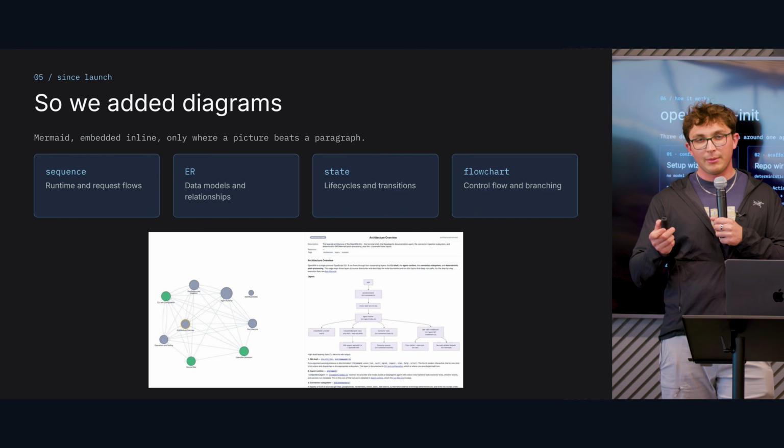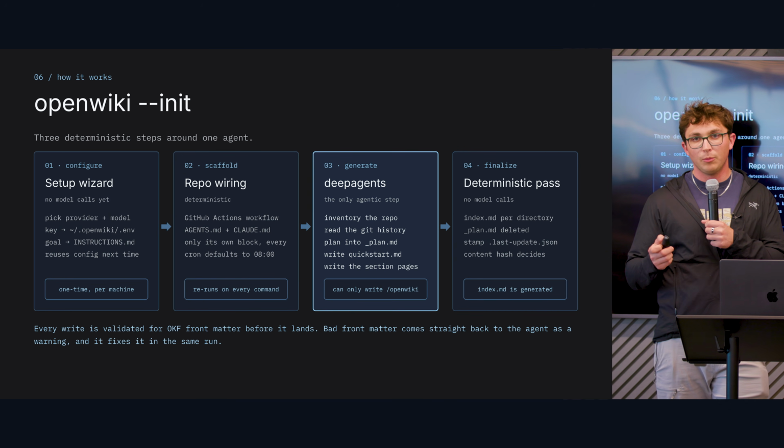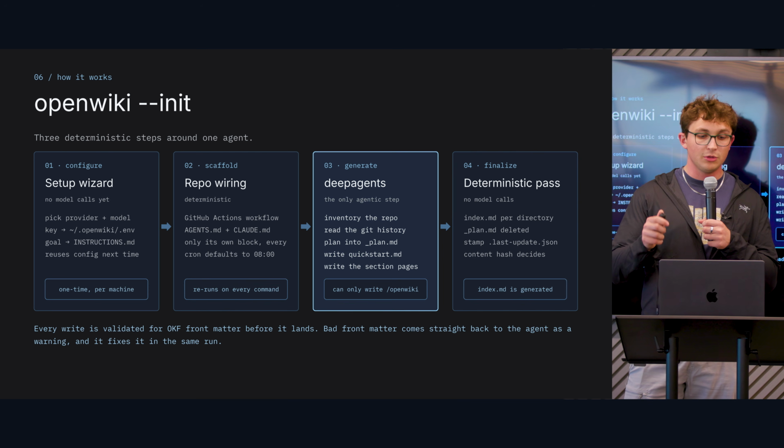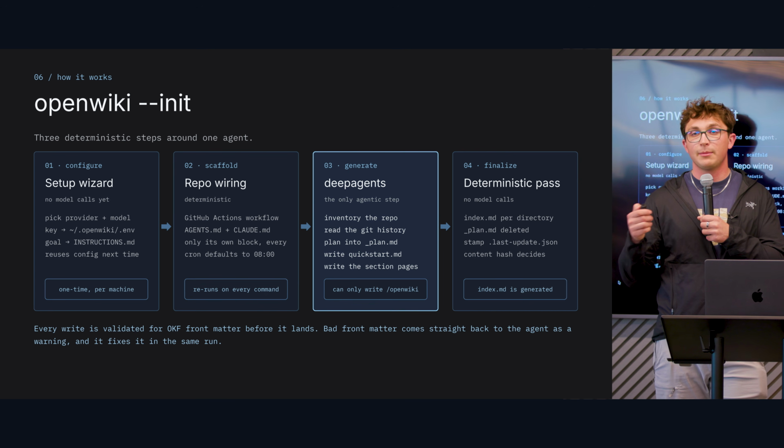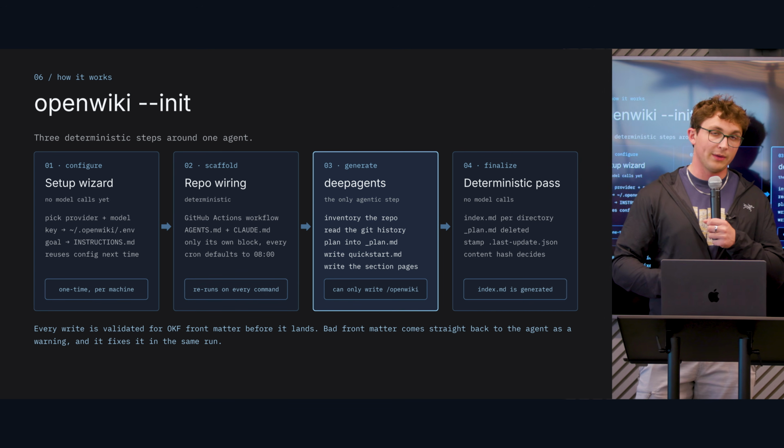All right, so now I'm going to talk a little bit about how the OpenWiki CLI actually works. It's very simple. We have two commands, so openwiki init and update, which we'll talk about later. Init is the first one you'll run when you're setting up your repo. So this initializes your repo. We have a setup wizard, right?